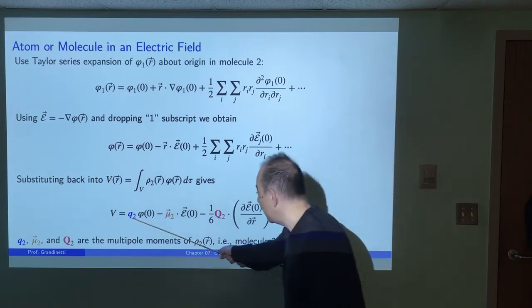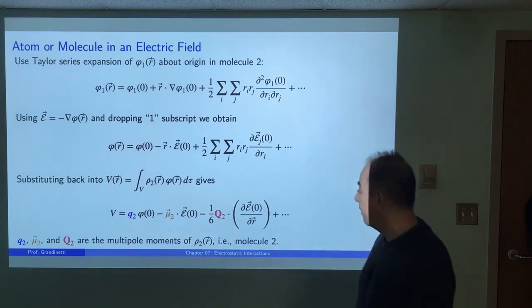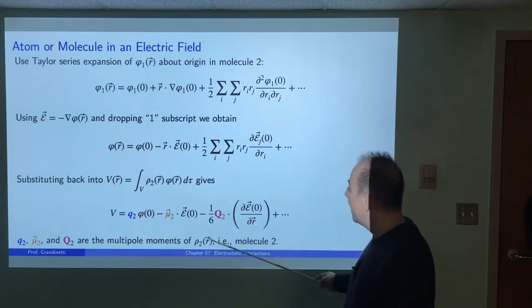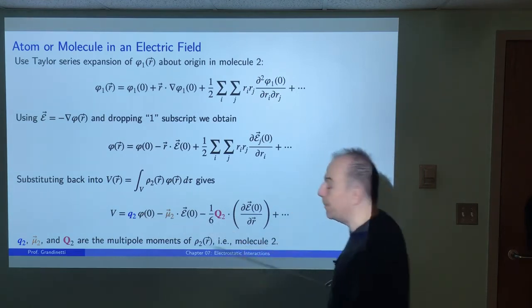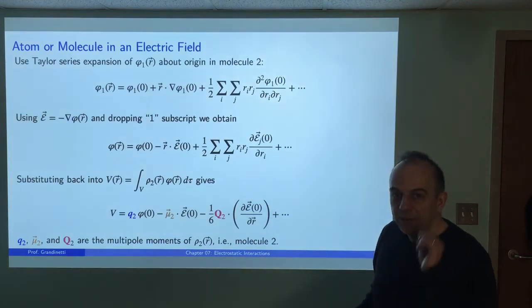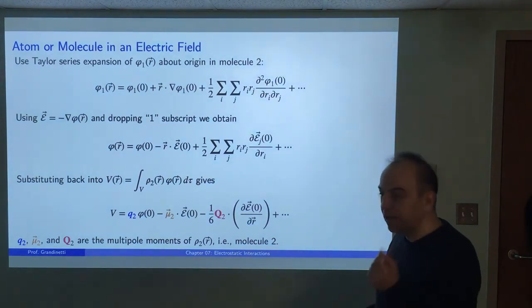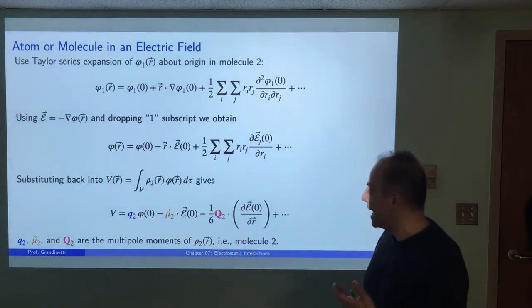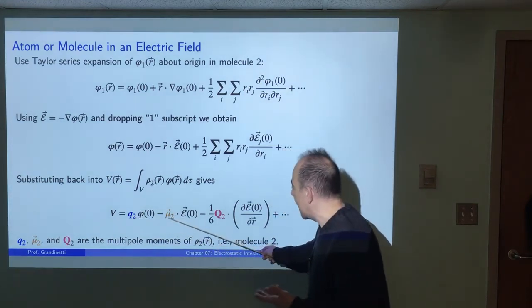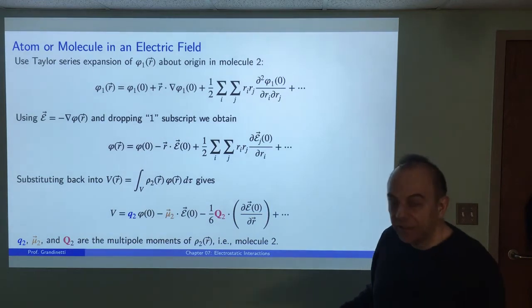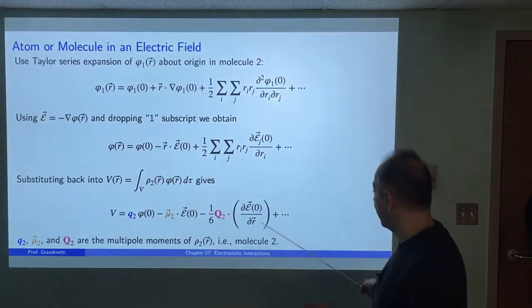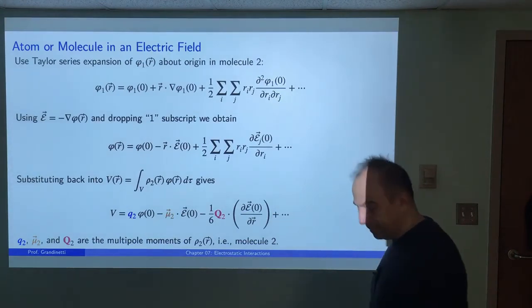So here we see the monopole moment of the molecule, the dipole moment, electric dipole moment, electric quadrupole moment, and how we form the potential energy expression for this molecule in the electric field is we need the charge times the electrostatic scalar potential, the dipole moment times the electric field vector, the quadrupole moment times the derivative of the electric field vector, and so on. Okay.